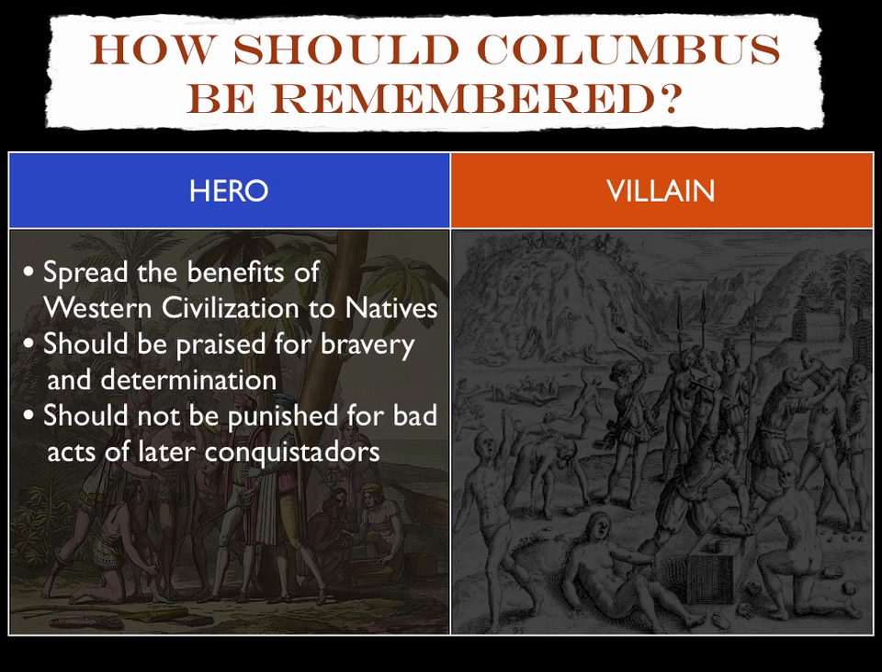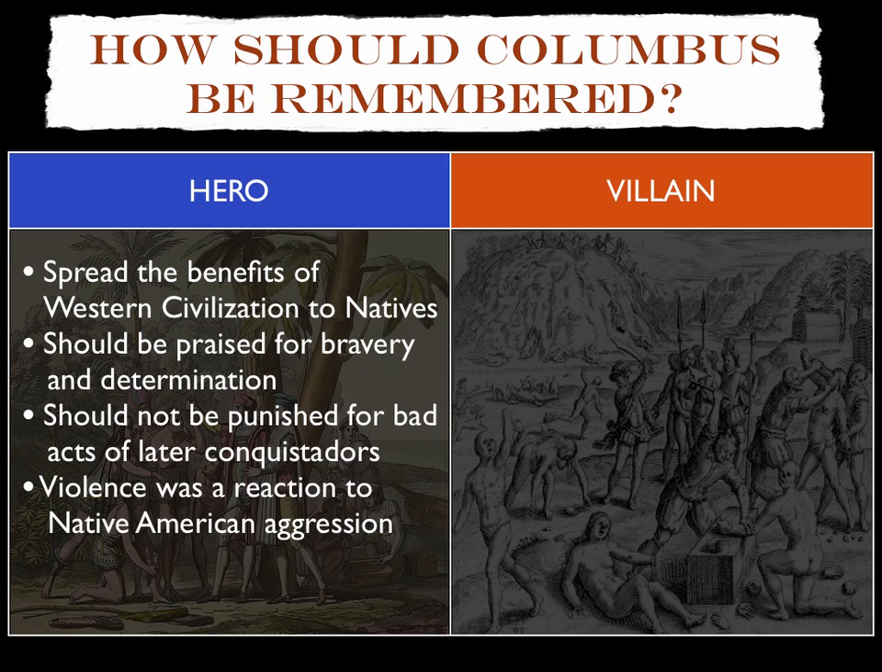They point out that Columbus should not be punished for the bad acts of later Spanish conquistadors, which we'll learn about in a later video. They argue that any violence he may have committed towards Native Americans was only committed in self-defense, that Columbus and his men acted violently in reaction to Native American aggression. Finally, they point out that the deadly diseases Columbus first brought to the New World were transmitted inadvertently. They contend that the tragedy that resulted from the transmission of these diseases was inevitable.